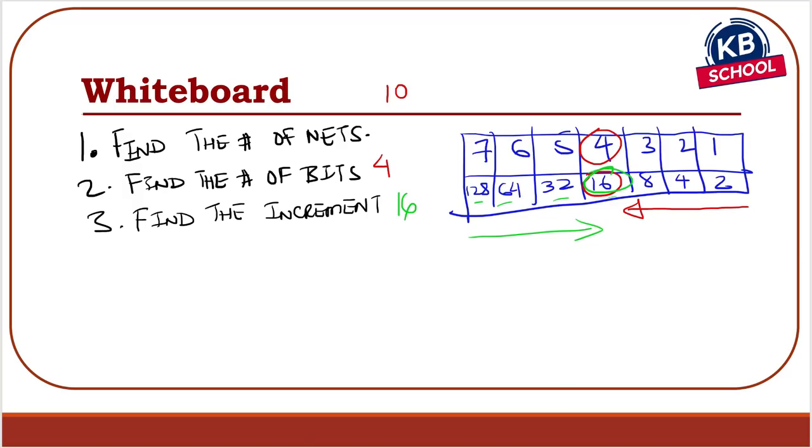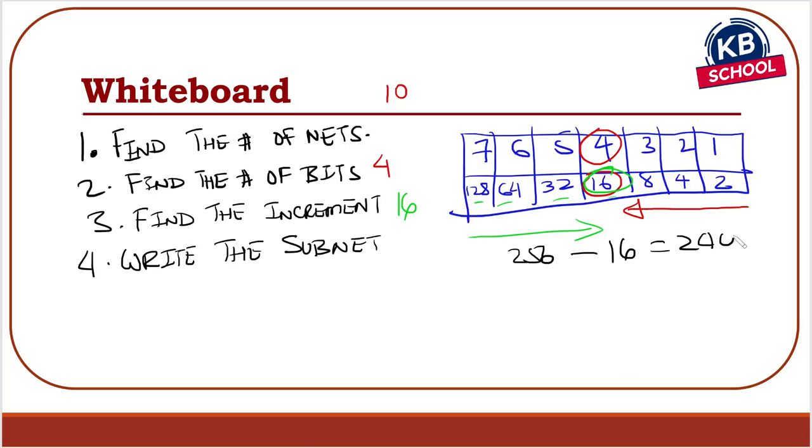So now that I've found that, my next step over here, step number 4, write the subnet. And how do I write the subnet? Take 256, subtract the increment from it. So that becomes 240. So my new subnet mask would have been 255.255.255.240, or I borrowed 4 bits, it is going to be /28 because I start with 24.